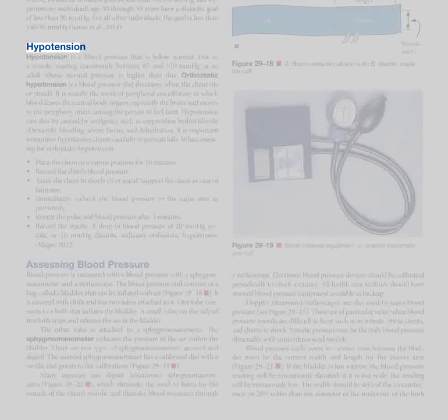Hypotension. Hypotension is a blood pressure that is below normal, that is, a systolic reading consistently between 85 and 110 mmHg in an adult whose normal pressure is higher than this. Orthostatic hypotension is a blood pressure that decreases when the client sits or stands. It is usually the result of peripheral vasodilation, in which blood leaves the central body organs, especially the brain, and moves to the periphery, often causing the person to feel faint.